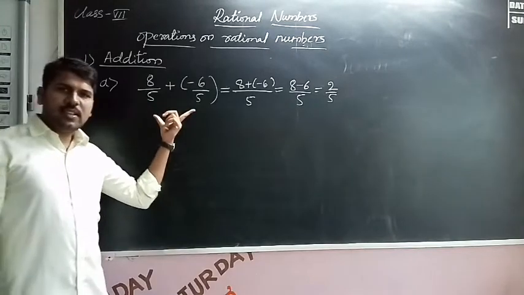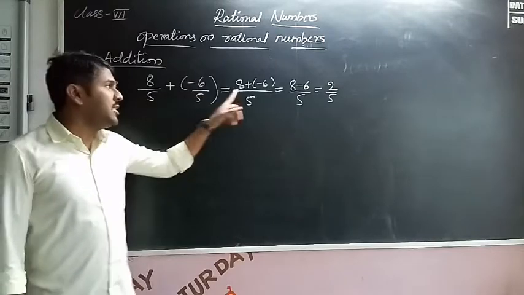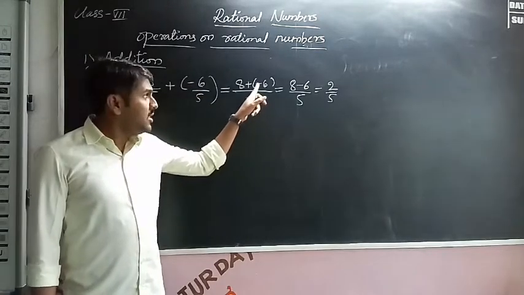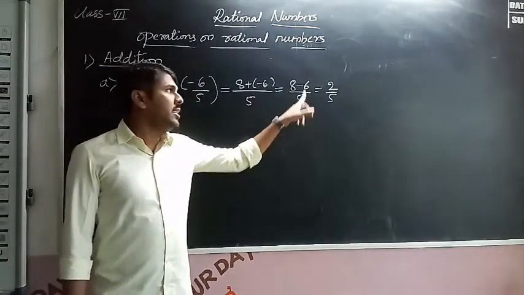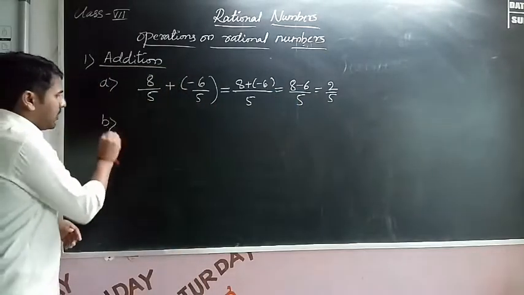So here denominators are same, so just add the numerators. Here addition is there, so plus into minus. So you get the answer 8 minus 6 by 5, that is 2 by 5. So take another one.